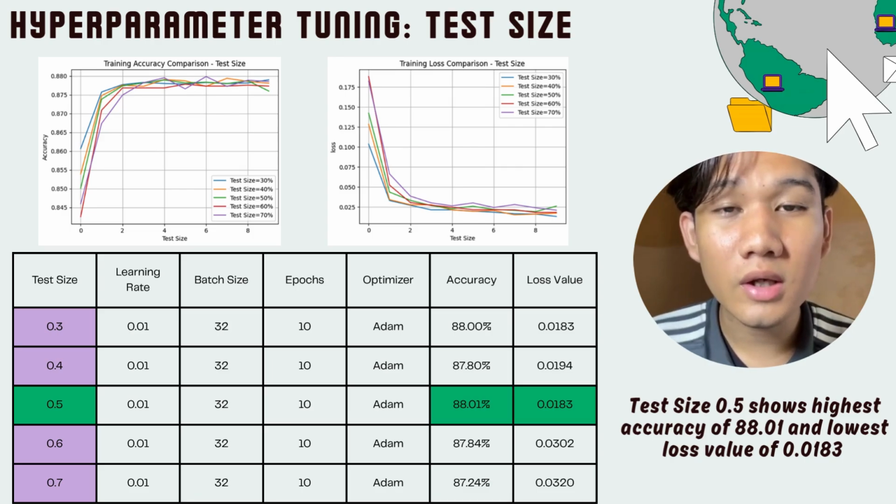So the conclusion is overall this step helps us find the most reliable setup for our backpropagation neural network model, which is BPNN, making it more robust when predicting room occupancy in different conditions.